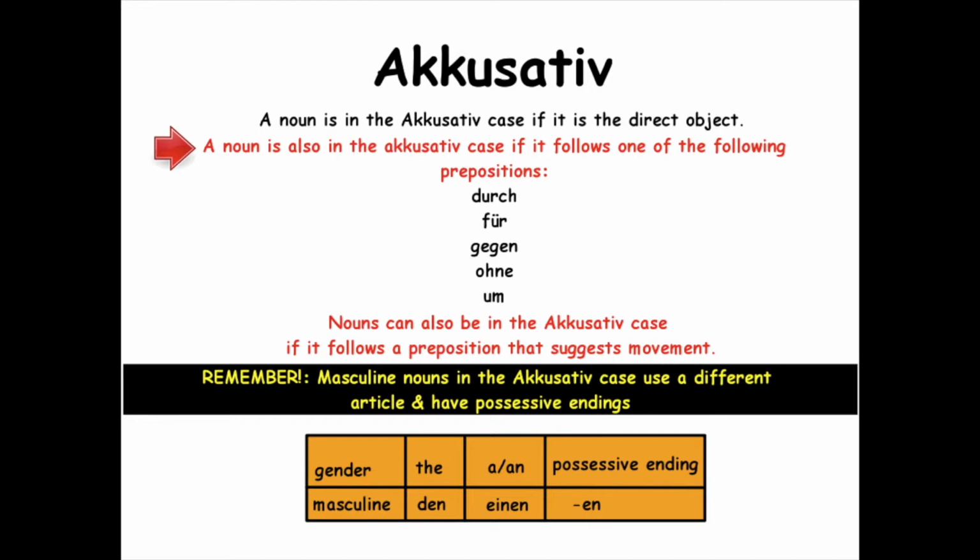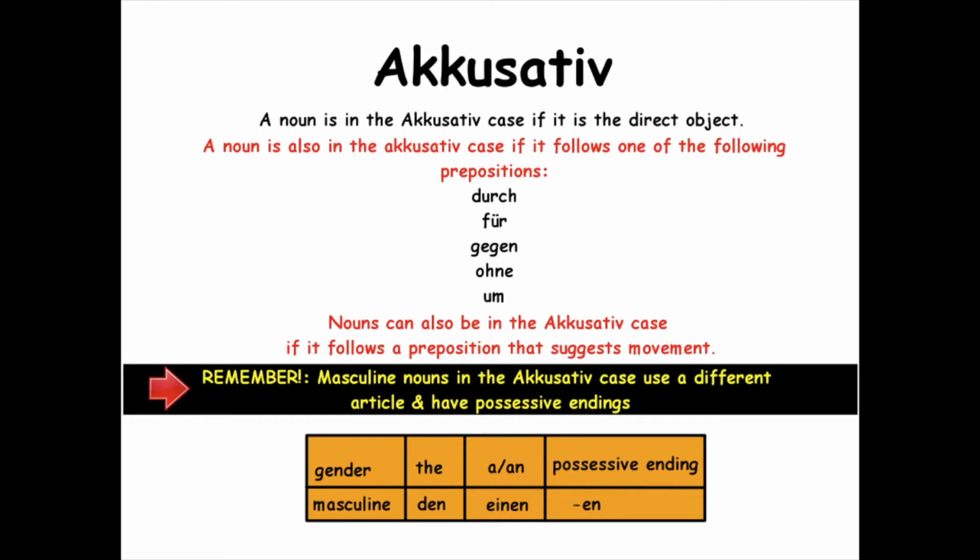Now, there are other prepositions that will make a noun in the accusative case, but they can go either way, so we're not going to include those in the list. The best way to know is just to look in context and see if that preposition is suggesting movement to or from that noun.